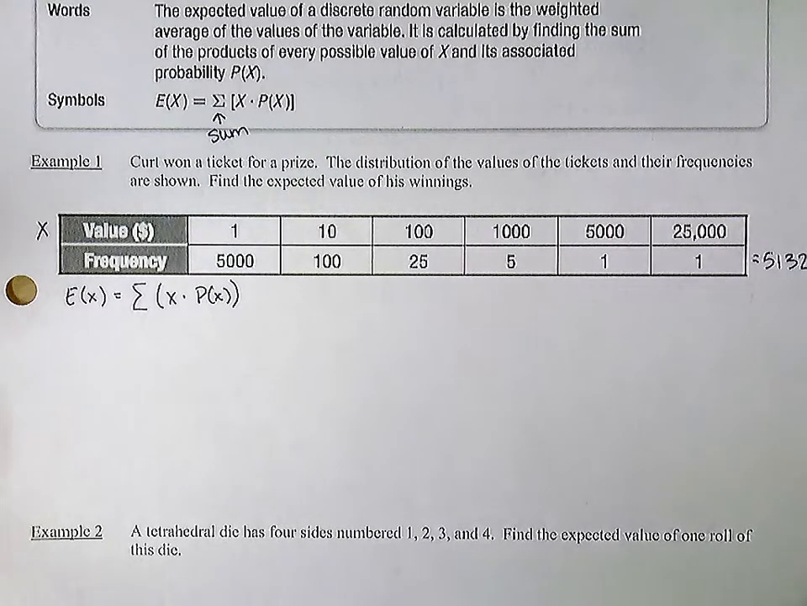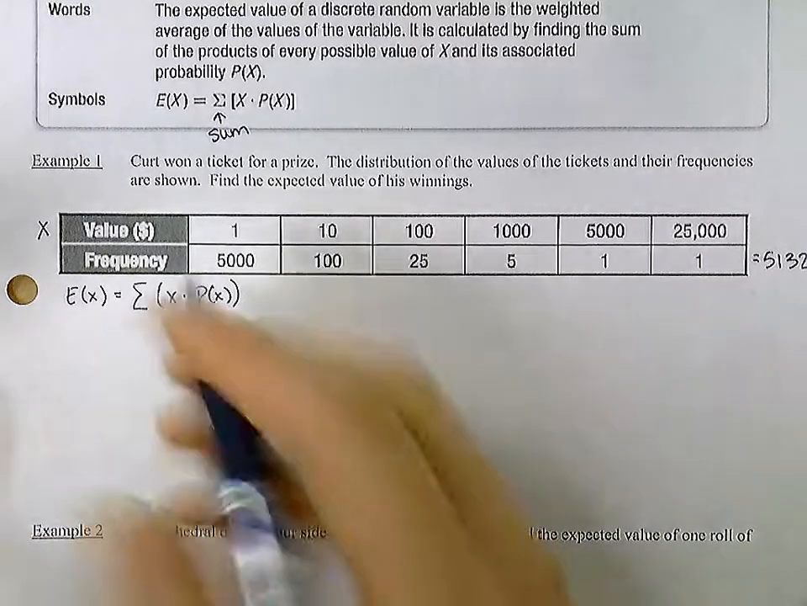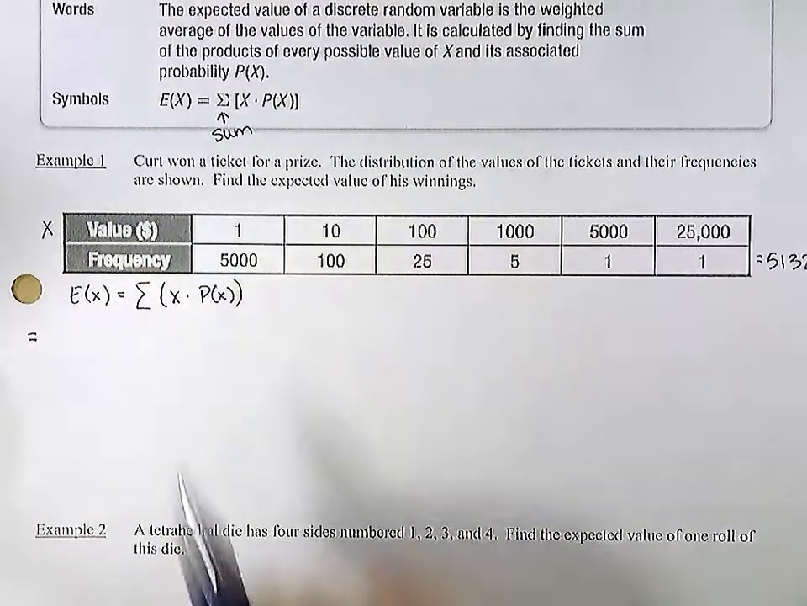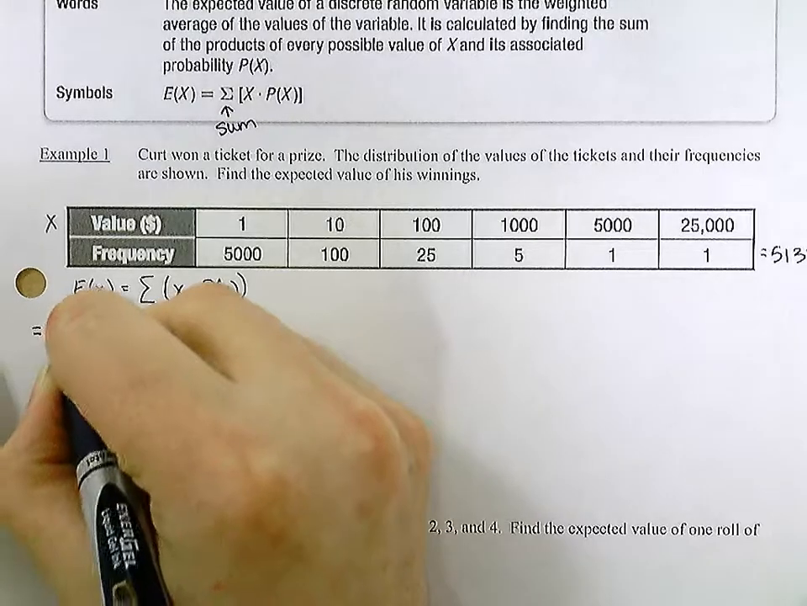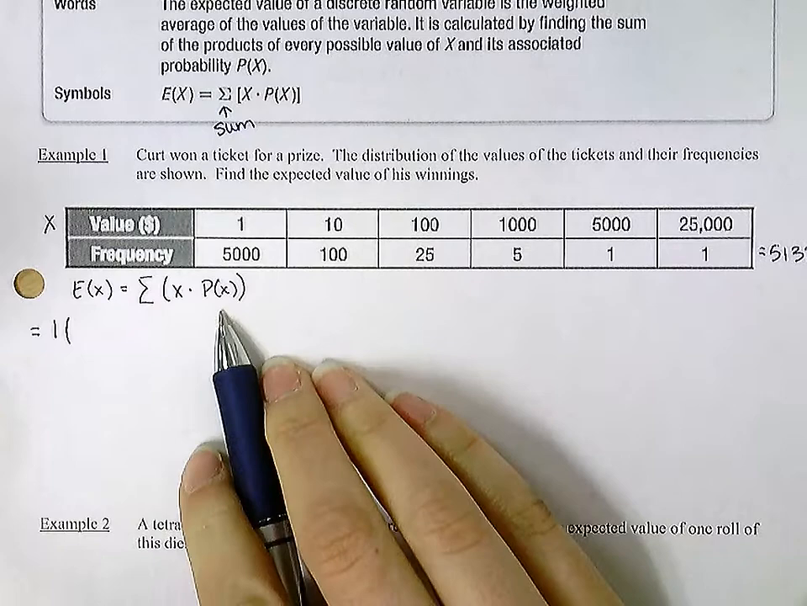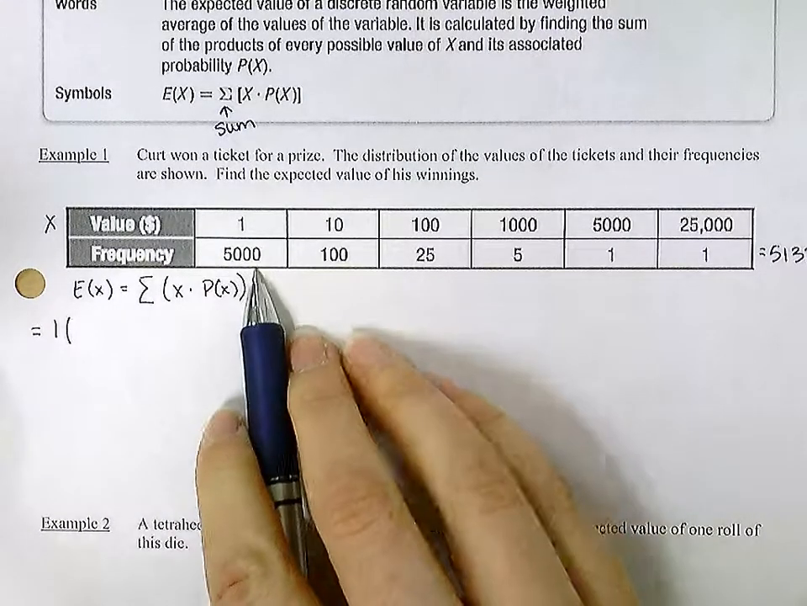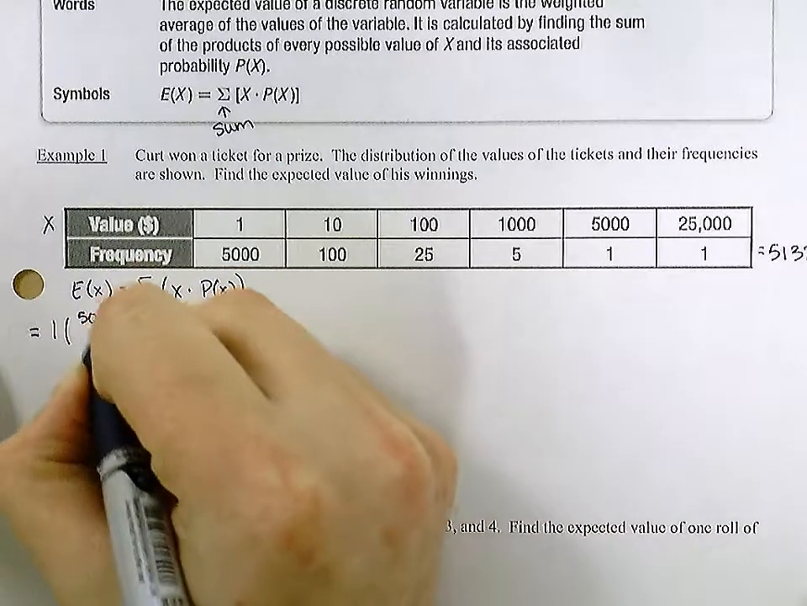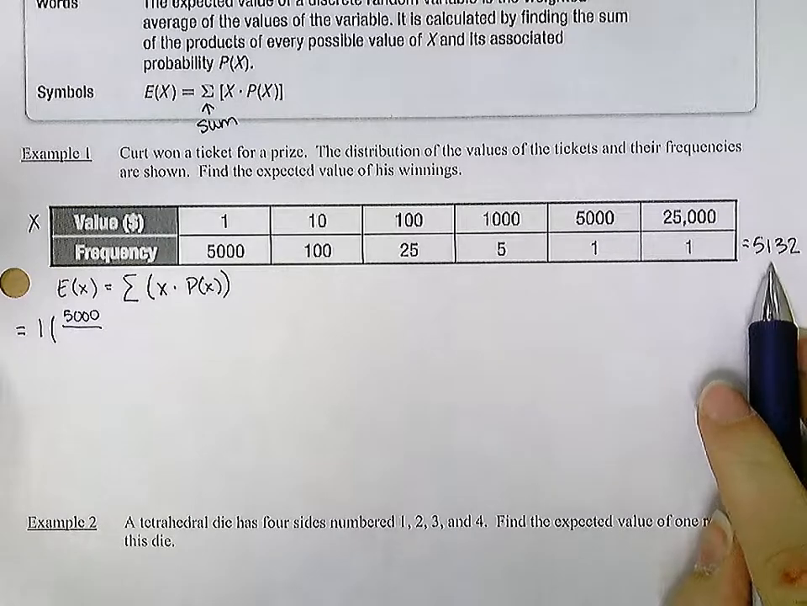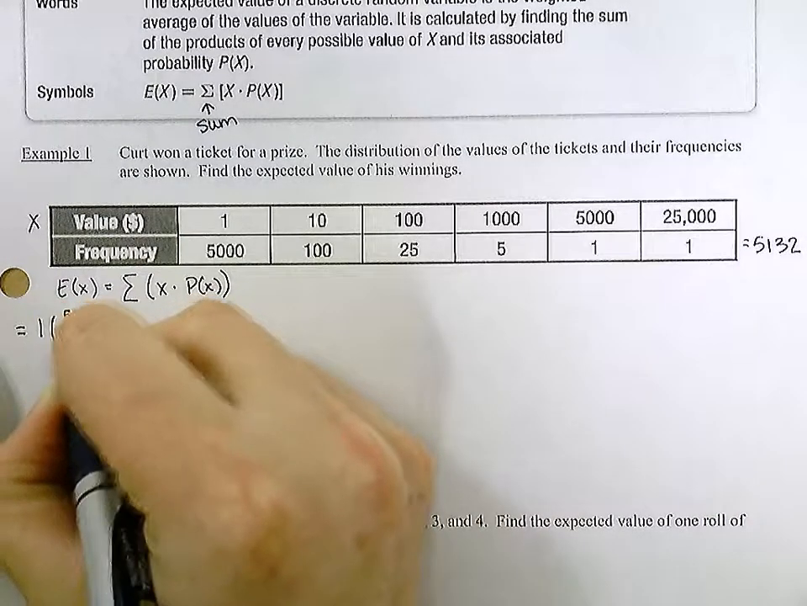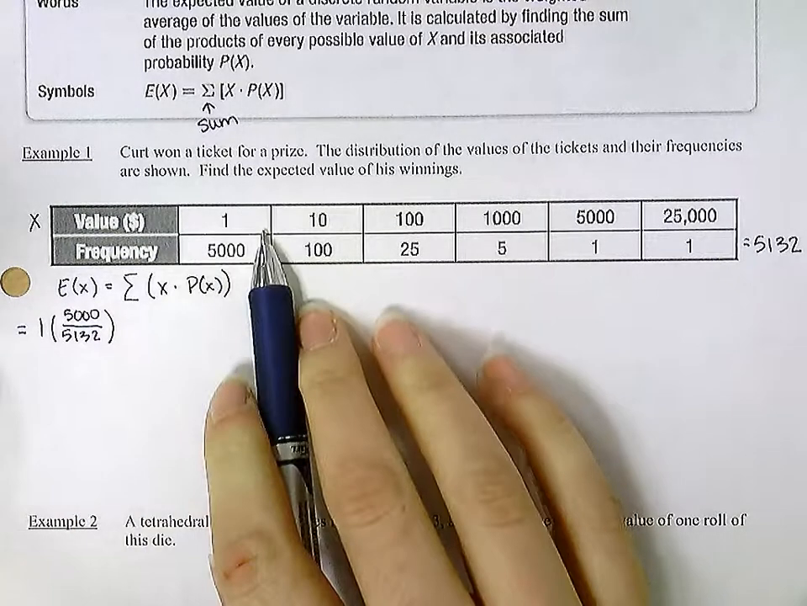Before we start finding the expected value, you can find the probability of each case, or we can just enter it in as a fraction for p of x. So we need to take x, which is 1, multiplied by the probability. To find our probability, all we have to do is take our frequency, which is 5,000, and divide by our total of our frequency here, 5,132. So that was that first one.